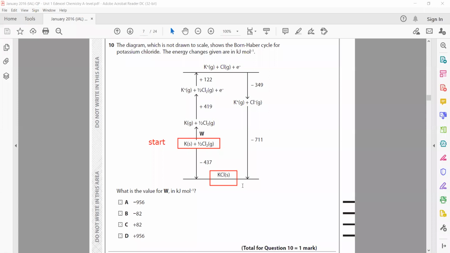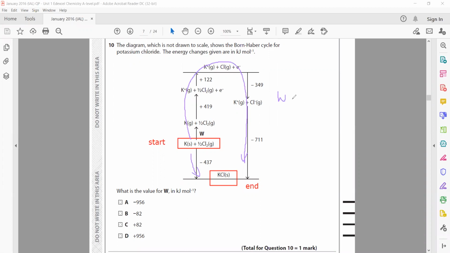So if we follow any route, the overall energy change does not depend on the route or the path which we follow. So we have two routes here to reach the end. This is route 1 and this one is route 2. So the overall energy change is independent of path. So the energy change of route 1 is the same as the energy change of route 2.